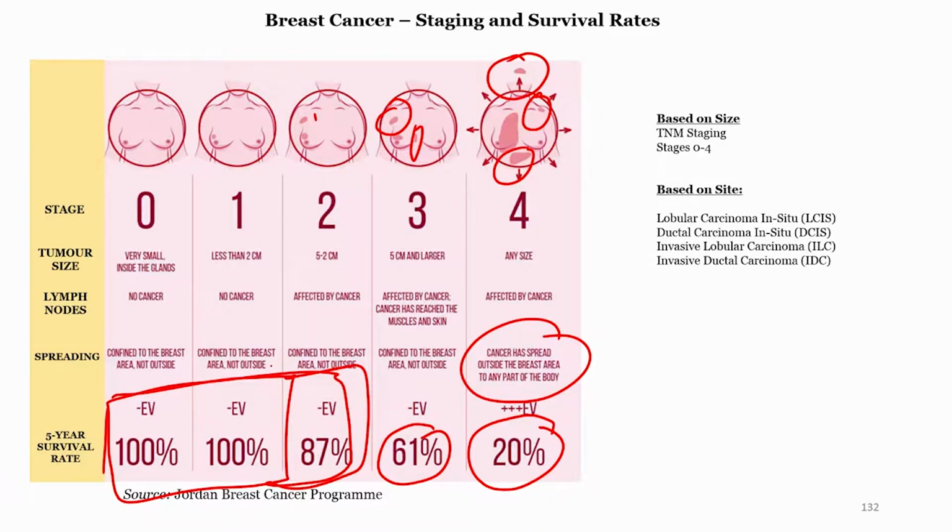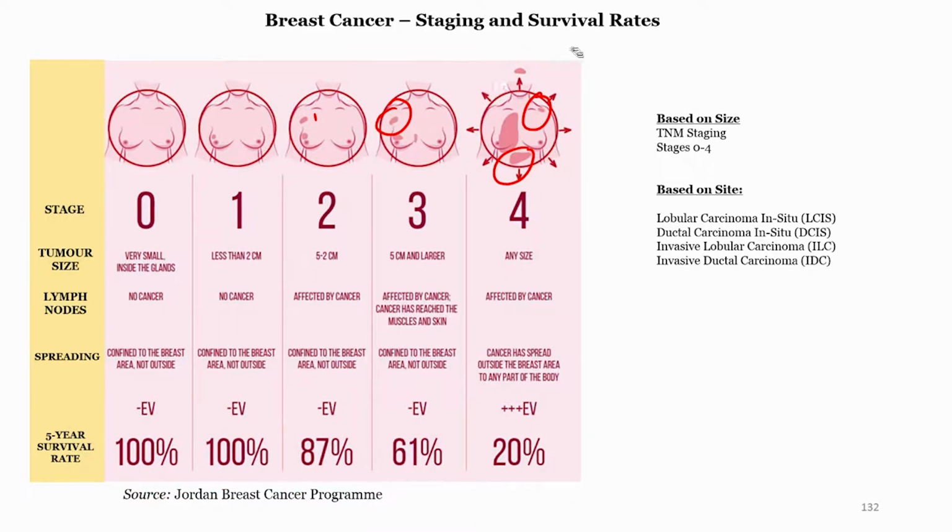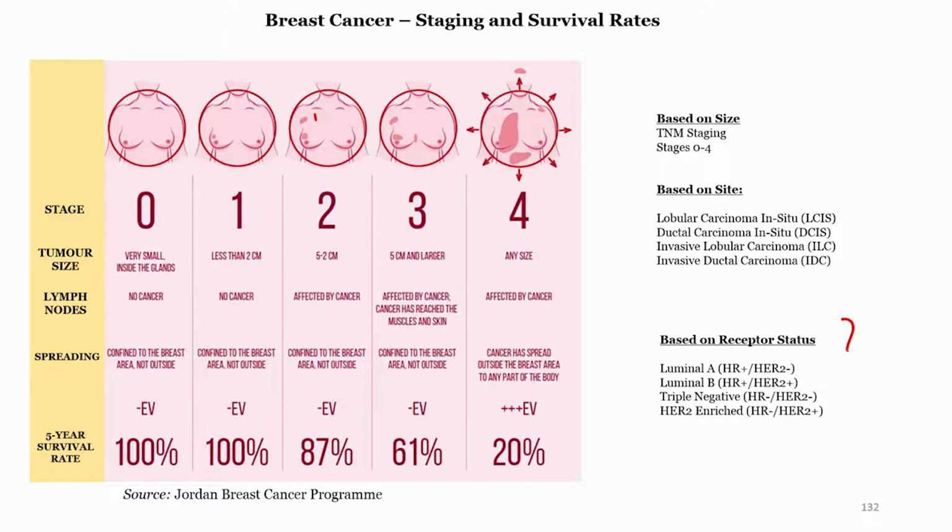All right. So, based on tumor size there is stage 0 to 4, and based on the sites, you can say that it is lobular carcinoma in situ, ductal carcinoma in situ, invasive lobular carcinoma, and invasive ductal carcinoma. Based on the receptor status, you can divide into 4 types: luminal A, luminal B, triple negative (HR minus, HER2 minus), and HER2 enriched with HR minus and HER2 plus. So, these are based on the receptor status.